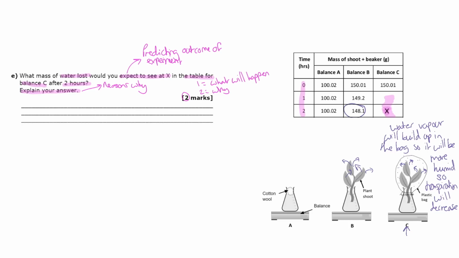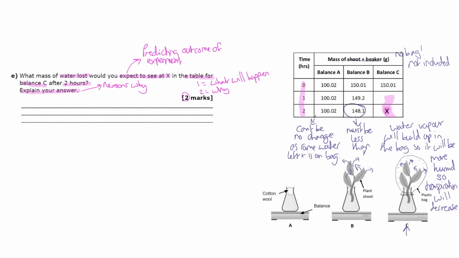So it's important to note that in the table it's just the mass of the shoot and the beaker, so we know the bag isn't going to be included in the final mass. So we know the mass can't be no change, it can't be the same as balance A, because some water is still being lost and some is going to be lost and be on the bag and in and around the bag, because transpiration is occurring because there's a shoot in plant C when there isn't in plant A. We know that balance B, it's going to have to be less than this number here.